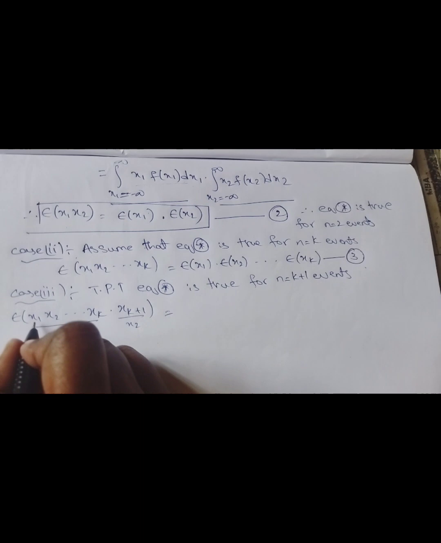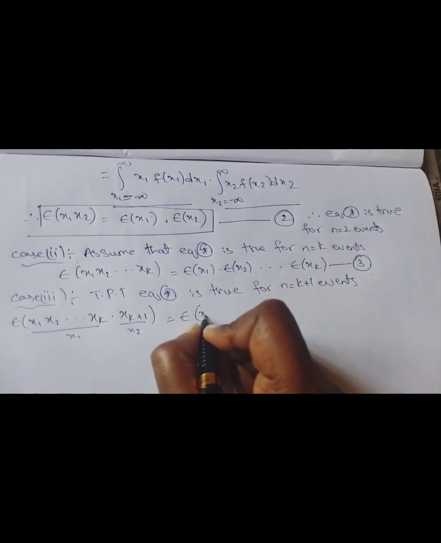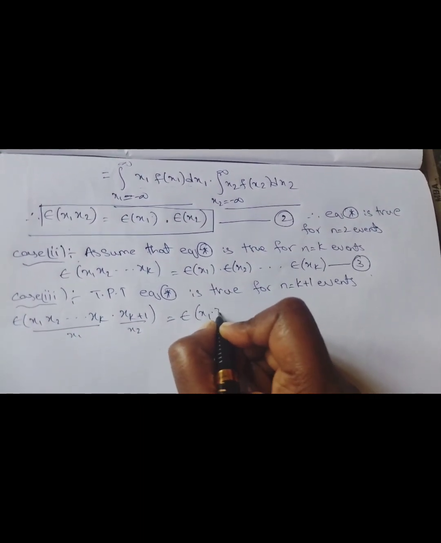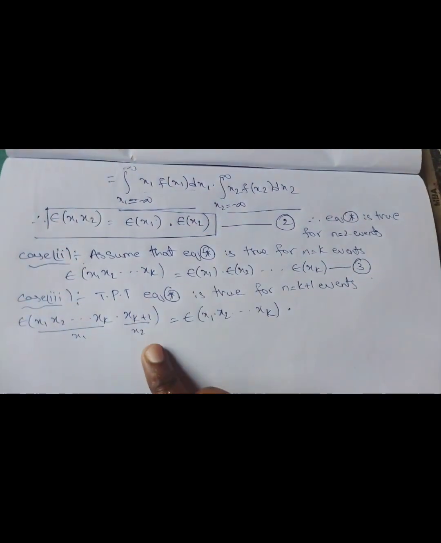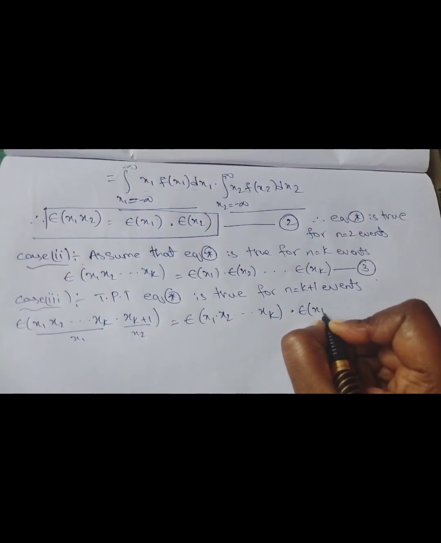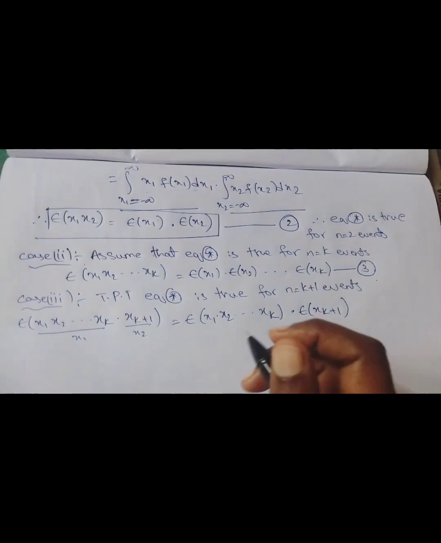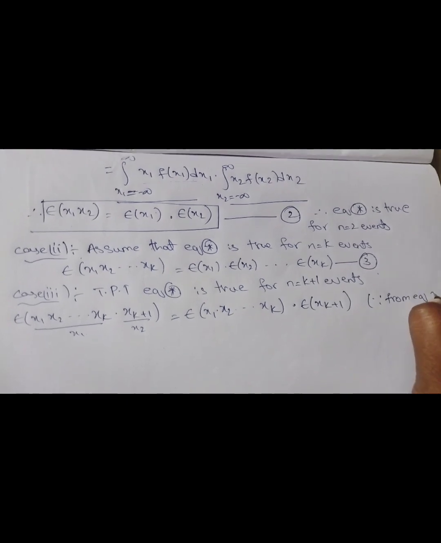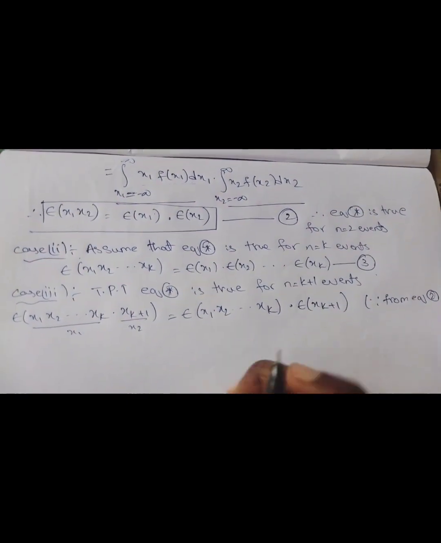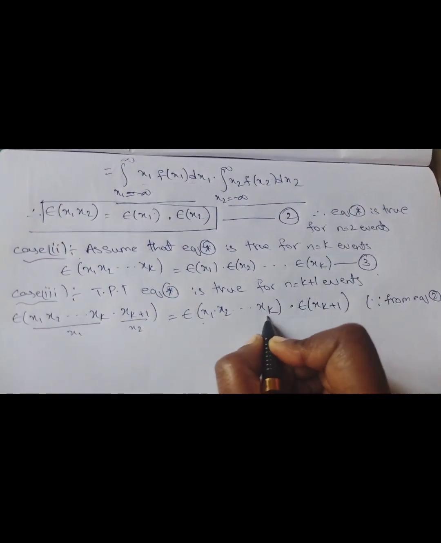Now what is our x1 here? x1 to xk are our variables in x1. So expectation of x1 into x2 into so on xk into expectation of x2. In place of x2 we have xk plus 1. So expectation of xk plus 1. From equation 2 we have written this. We have split this. Next, what is expectation of x1 into x2 into xk?